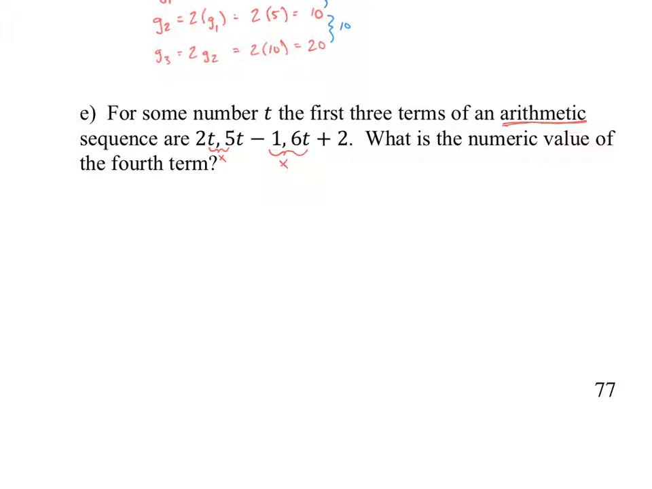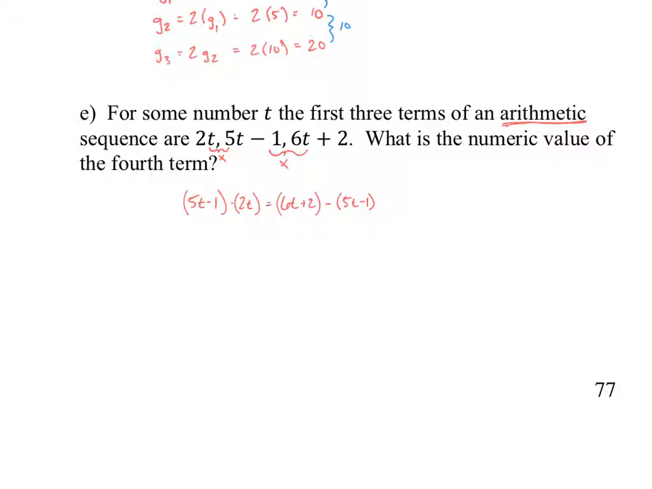In order to work at finding that, let's just use what we know. I know that if I take 5t minus 1 and I take away 2t, that should give me this difference, right? The difference between this term and this term is some number. And I know that that's the same as the difference between this term and this term. So all I've done is I've said, I know that if I subtract these two things, I'll get a number. And I know that if I subtract these two things, I'll get a number. And those numbers have to be the same because it's an arithmetic sequence. So let's solve this and figure out what that number is first.